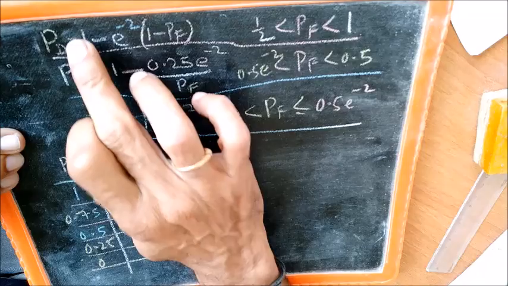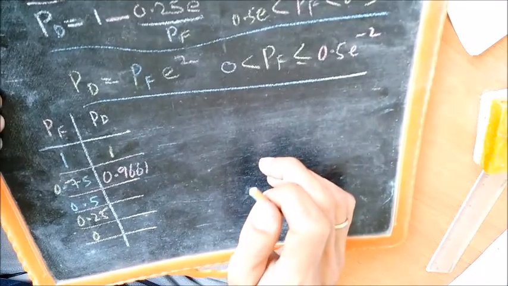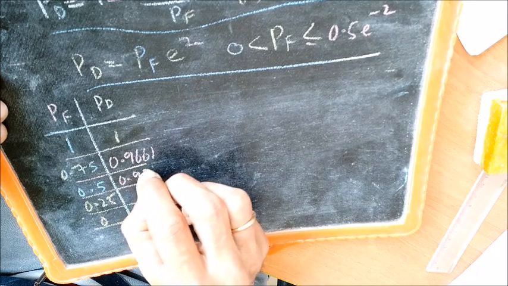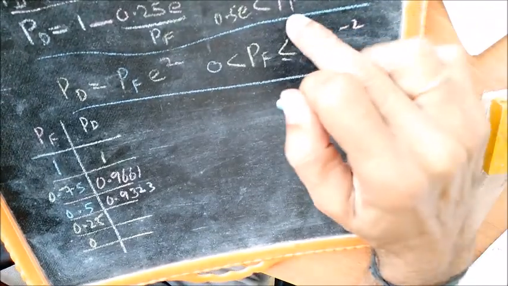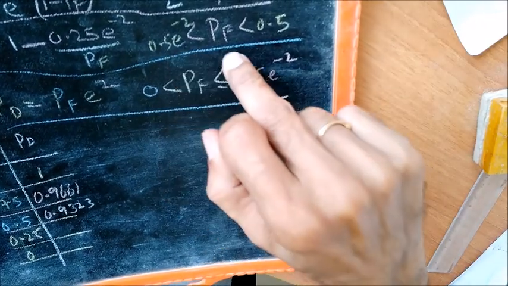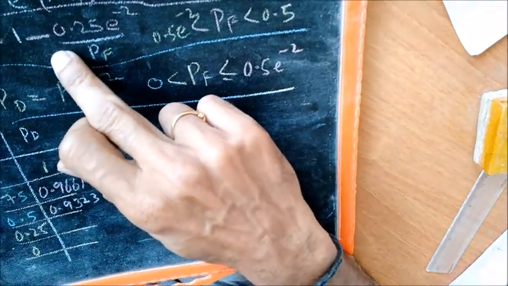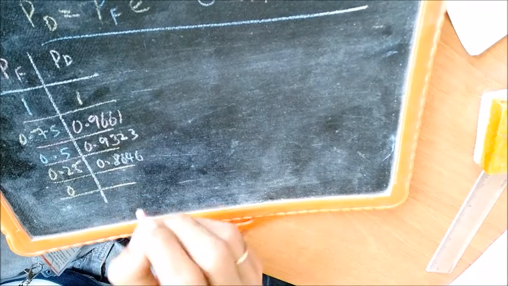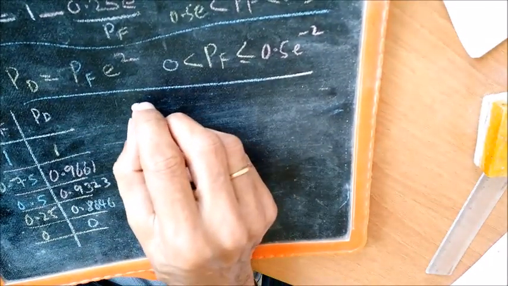1 minus 0.5 is 1 by 2. So 1 minus 0.5 e power minus 2, you can substitute PF 0.5 here also, you can see 1 minus 0.5 e power minus 2 is something like this, very close to this. And 0.25 is also in this range. You can see that this is less than 0.25, and 0.25 is in this range. Substitute PF as 0.25 here, you get 1 minus e power minus 2, compute that, and you get 0.8646, and finally when PF is 0, you have to get PD as 0, even the theory says that.